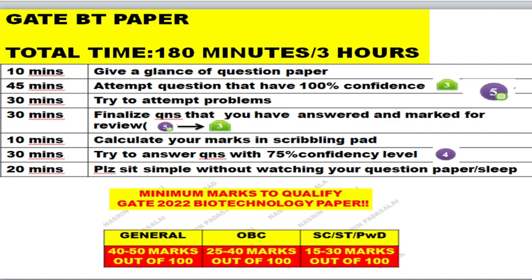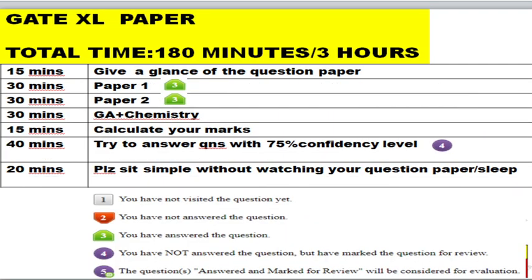So this is the time management skill I had given with respect to the GATE Excel paper. Here is the time management skill that I had followed, since I had attempted both the life sciences paper as well as the biotechnology paper. So I know the difficulty and the strategy that we can follow to clear it. Total time is 180 minutes, that is 3 hours.